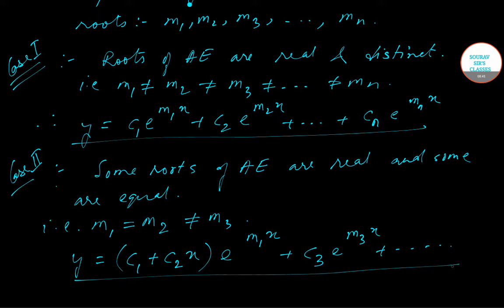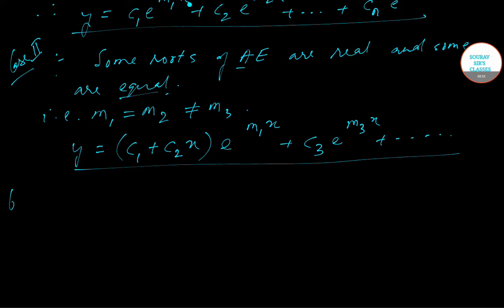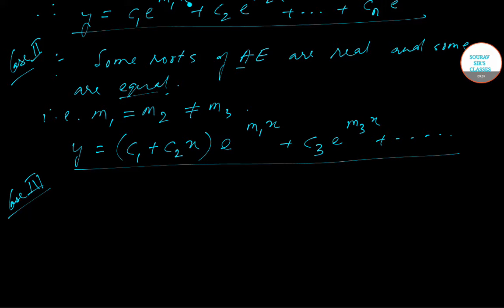So this is another structure that we'll get if some roots of the auxiliary equation are equal. Now let us move on to the next case, which is case 4. Not case 4, I have wrongly said the number, it will be case 3. So case 3 will be that some roots of the auxiliary equation are complex.